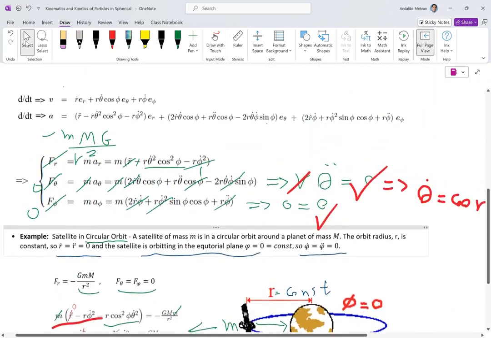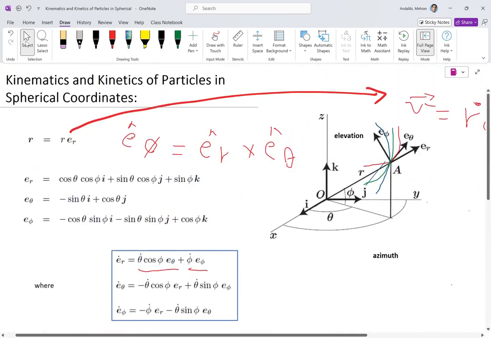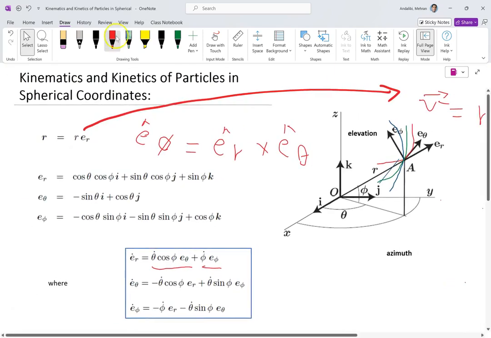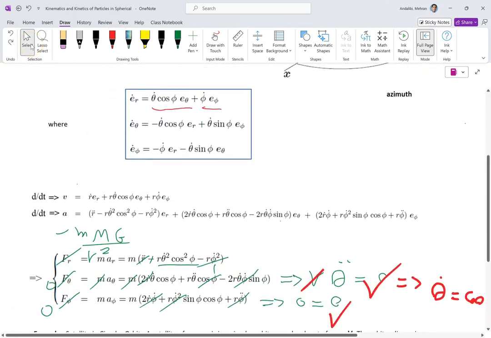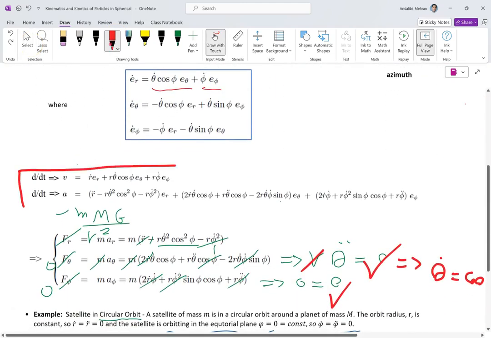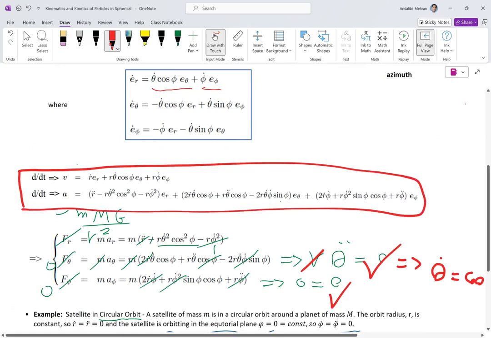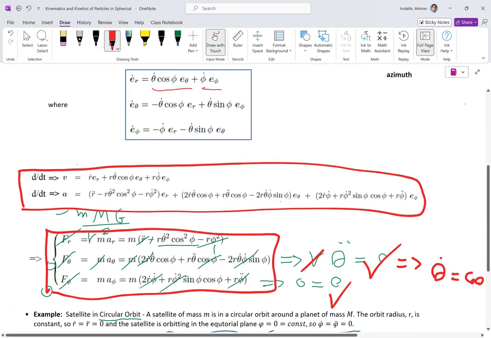Okay, so we use these equations. Hopefully this explanation was useful to you. You saw how we described the position in this frame, how we described velocity and acceleration in this coordinate system, and using which equation we can describe the kinetics of the particle. Also, you can easily show these derivatives of these unit vectors in terms of the other unit vectors, and it's not really hard to show that.